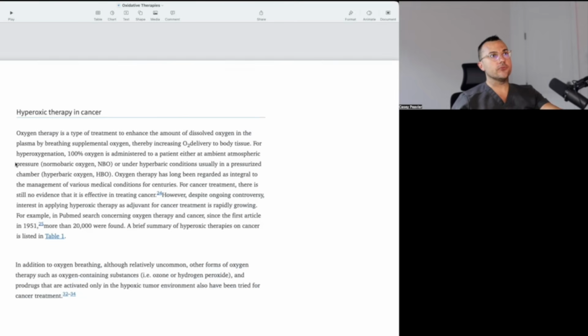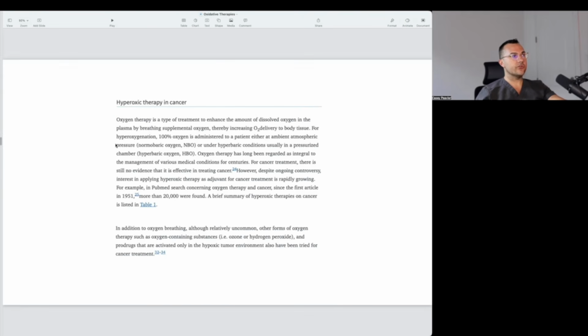I would beg to differ. There's actually literature that shows efficacy, there's a ton of evidence in preclinical models, and there's actually evidence in patients as well if you dig into the literature. So to say there's no evidence is actually not true. However, despite ongoing controversy, interest in applying hyperoxic therapy as an adjuvant for cancer treatment is rapidly growing. For example, in a PubMed search concerning oxygen therapy in cancer, since the first article in 1951, there have been more than 20,000 articles found. A brief summary of hyperoxic therapies on cancer is listed in Table 1.